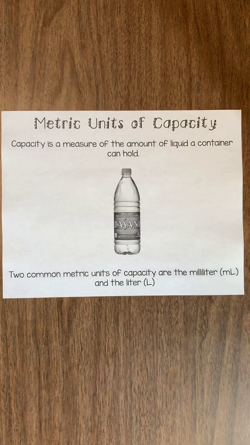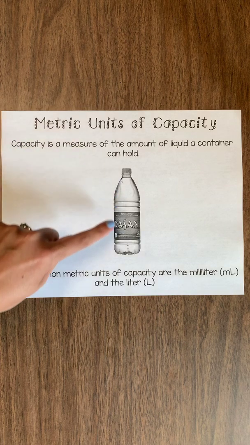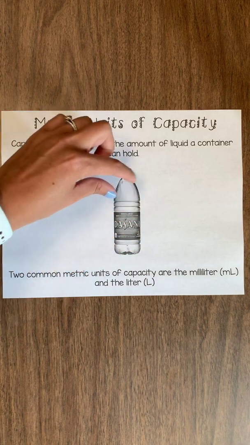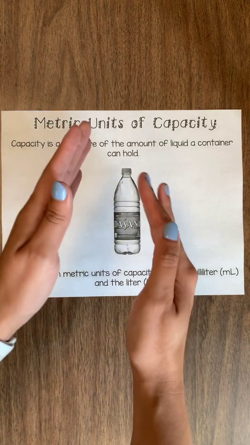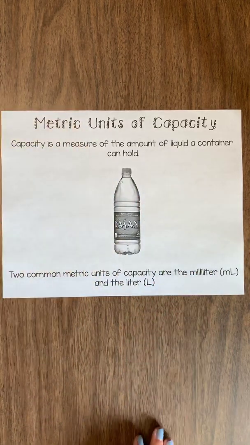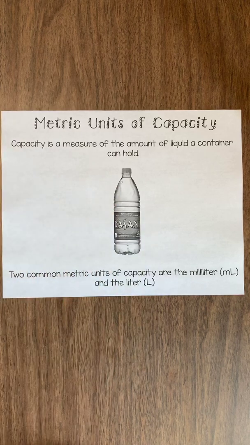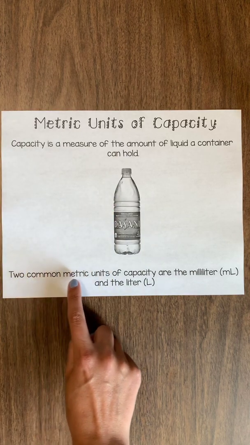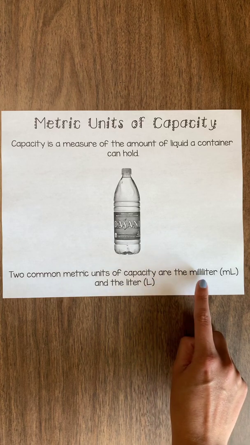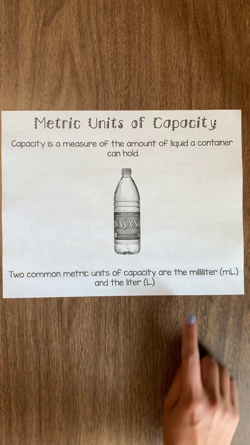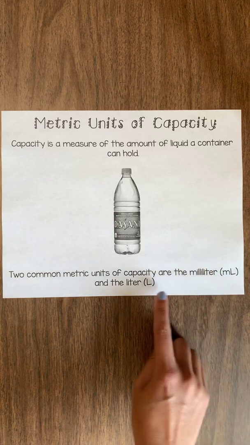Next, we need to discuss some different units of measurement. Depending on what you're measuring, you will use different units. To begin, we're going to discuss metric units of capacity. What is capacity? Capacity is a measure of the amount of liquid a container can hold. If we look at this water bottle, when it is full with water, it is full to its capacity. How much water can it hold? What is its capacity? We're going to focus on two different units of capacity. Two common metric units of capacity are the milliliter and the liter, and here are their abbreviations.